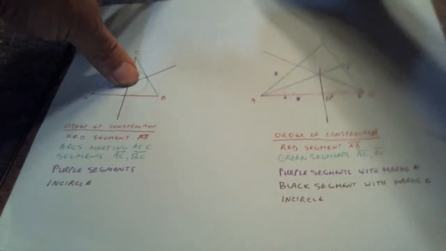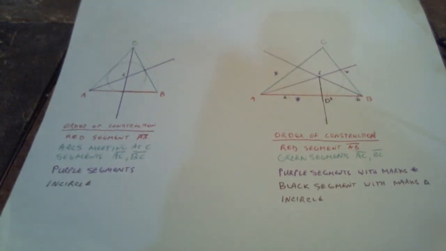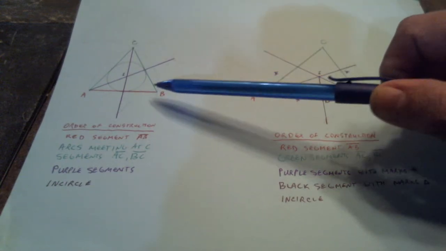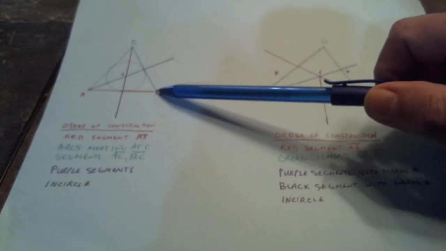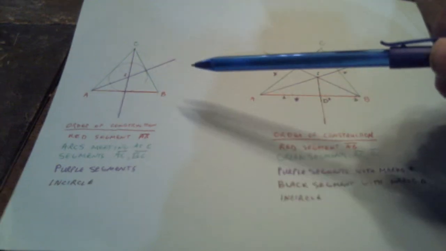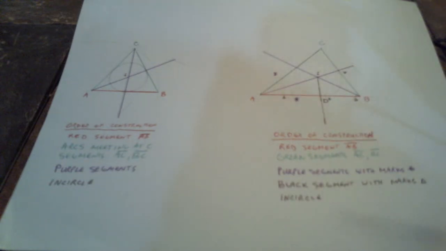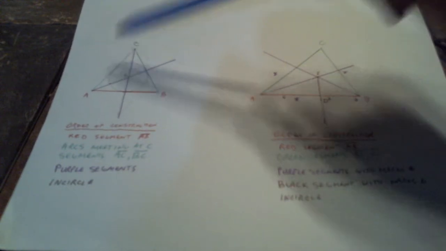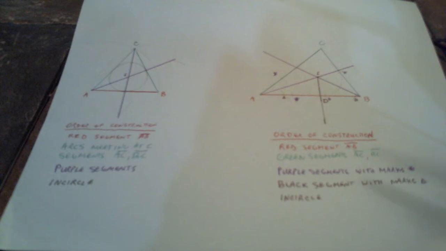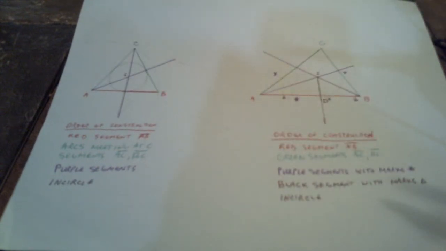When you're doing the incircle construction, you use 2 angle bisectors. So here's what I did. I started with red segment AB, and I think you can see there's arcs meeting up here at C that make the 2 green sides the same size as the red side. So I've constructed these 2 little moves here, to show you how to construct an equilateral triangle. A very easy thing to do.